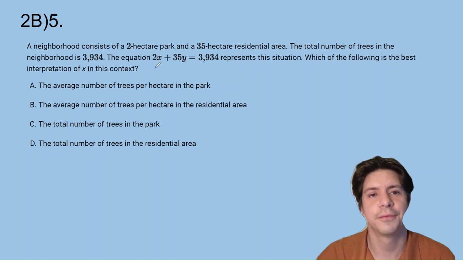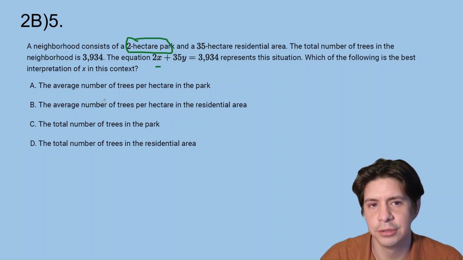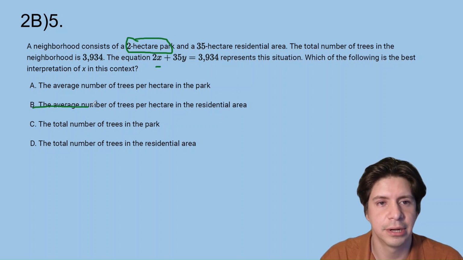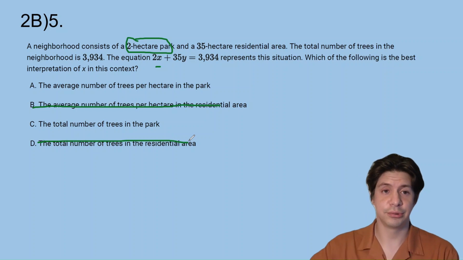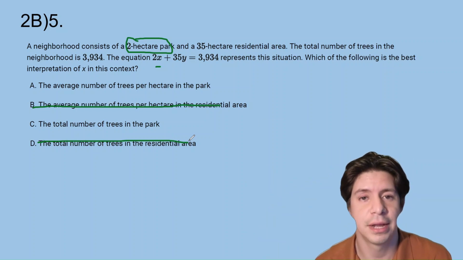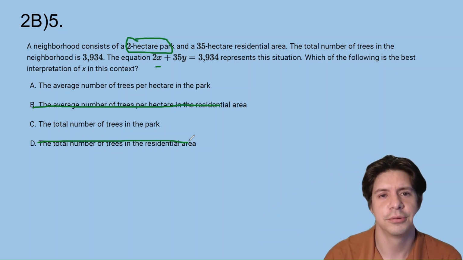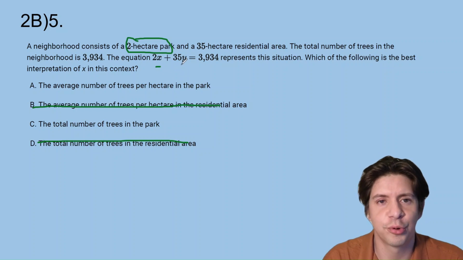Okay, so we're looking for x, and it's next to the 2, so it's associated with the park. So I would say it's not going to be something to do with the number of trees per hectare in the residential area. And it's also not going to be the total number of trees in the residential area. So we're going to eliminate those two answer choices and we're left with A and C: the average number of trees per hectare in the park and the total number of trees in the park. So you've seen questions like this before.